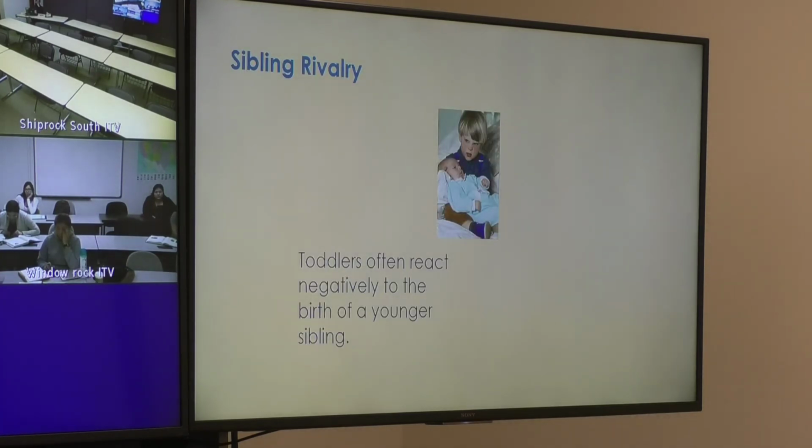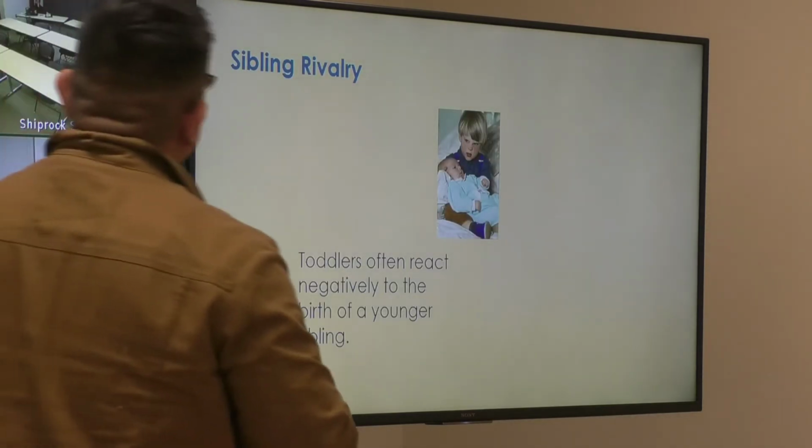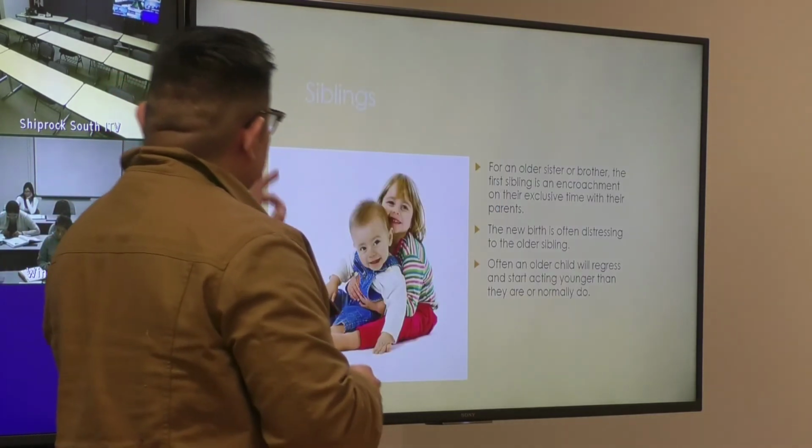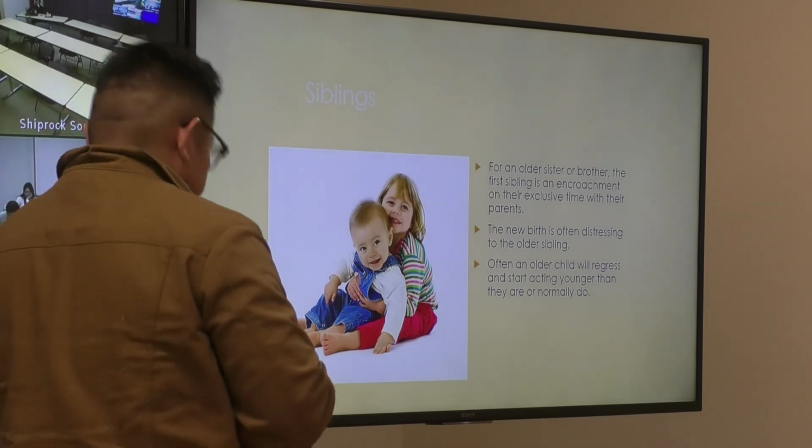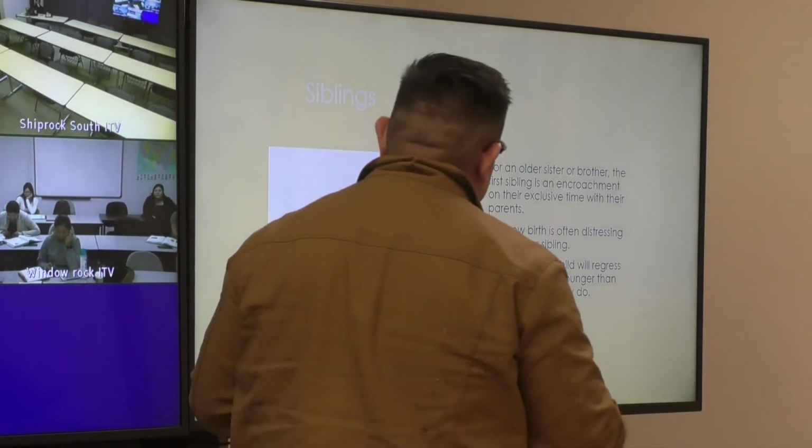Sibling rivalry. Toddlers often react negatively to the birth of a younger sibling. Within that, you have an older sister or brother. The first sibling is an encroachment on their exclusive time with mom and dad.